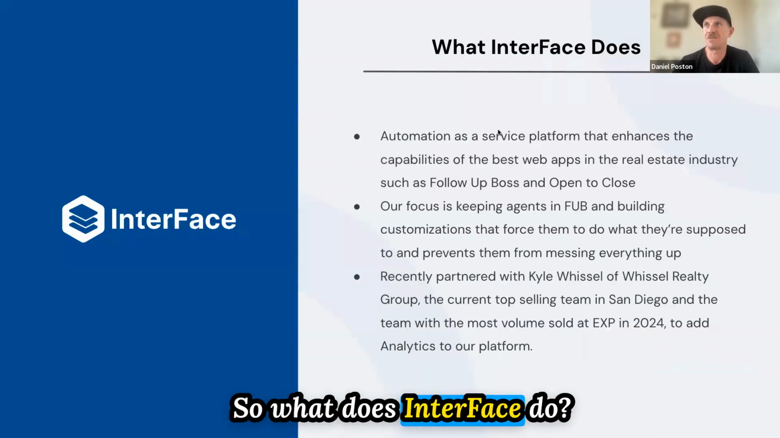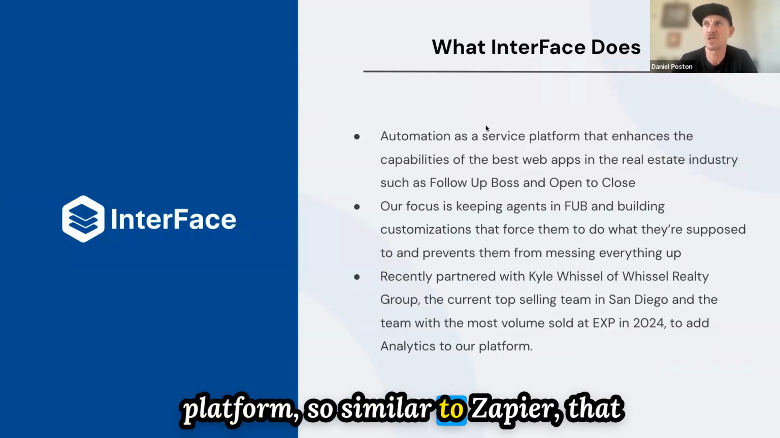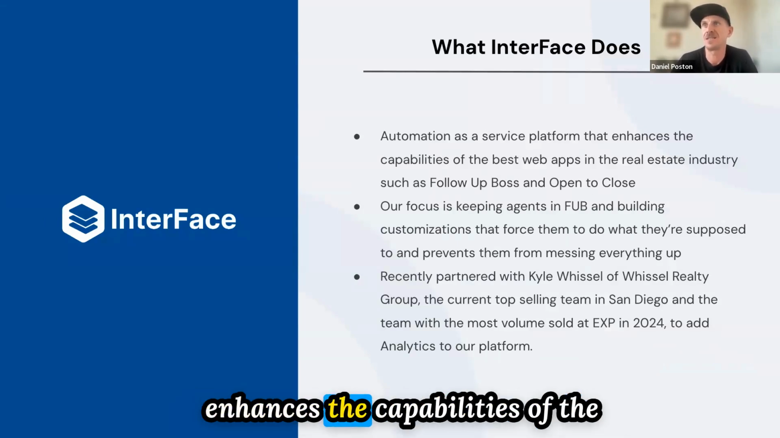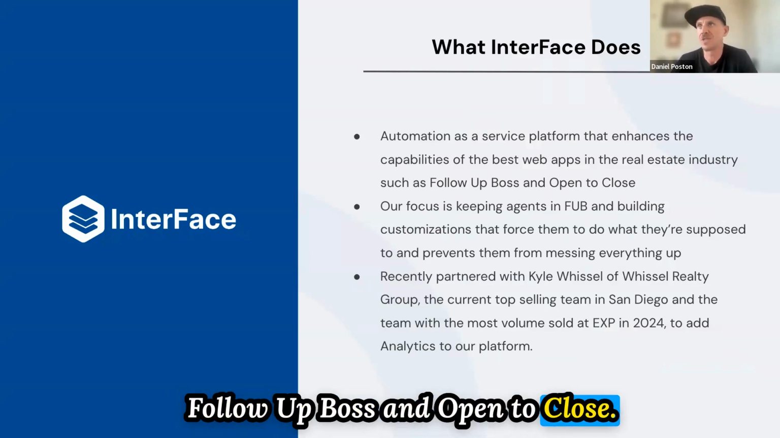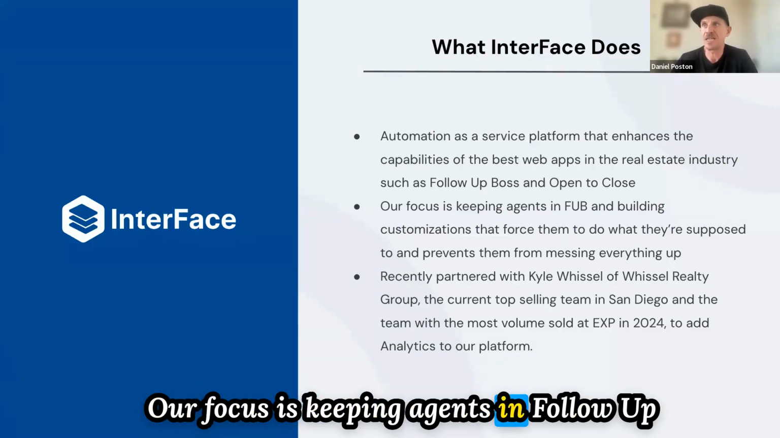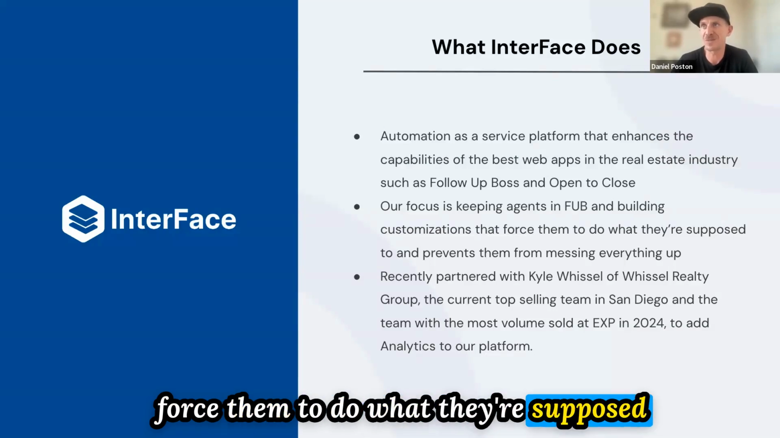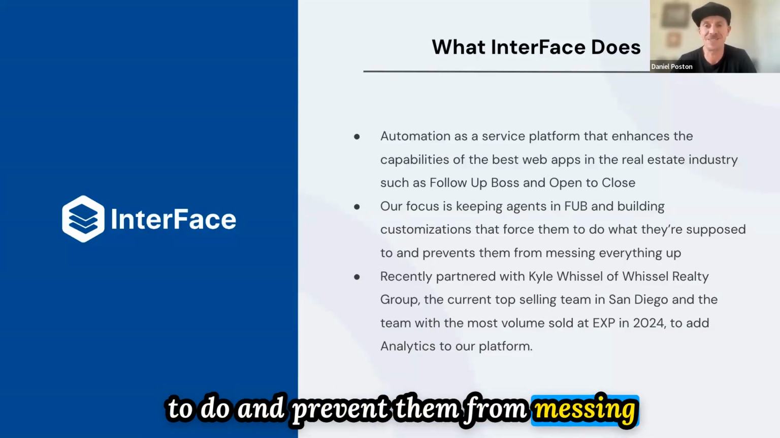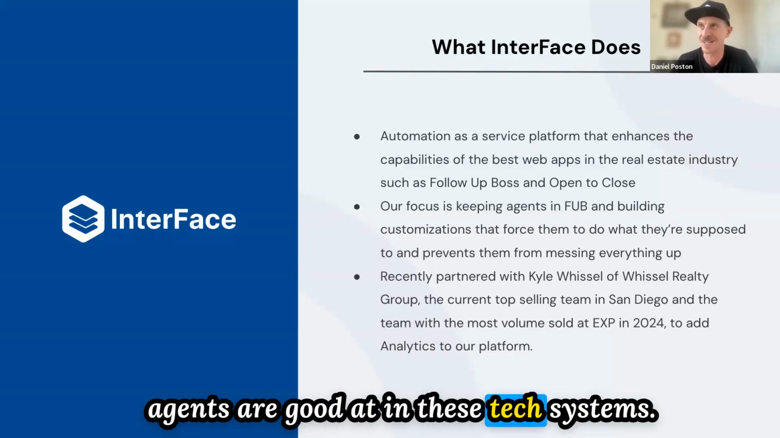So what does Interface do? We're an automation as a service platform, similar to Zapier, that enhances the capabilities of the best web apps in real estate, such as Follow Boss and Open to Close. Our focus is keeping agents in Follow Boss and building customizations that force them to do what they're supposed to do and prevent them from messing everything up, because that's what agents are good at in these tech systems.